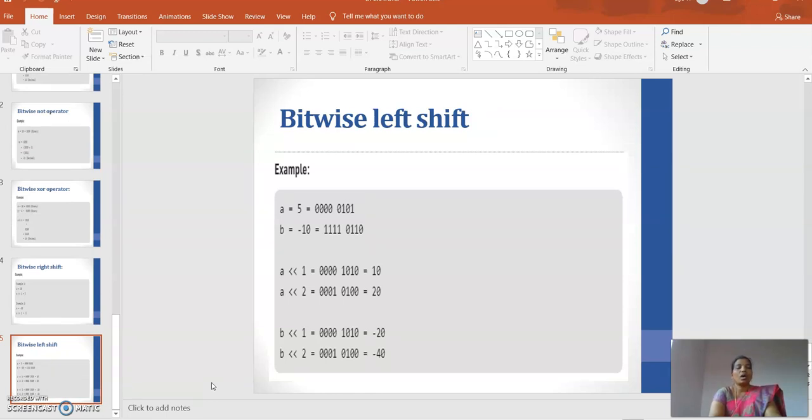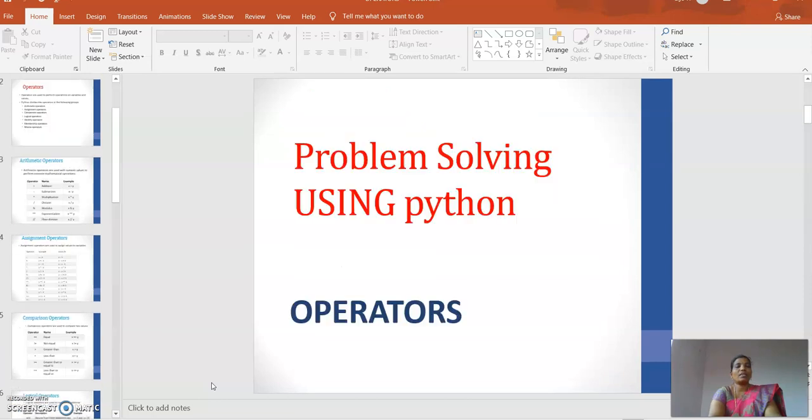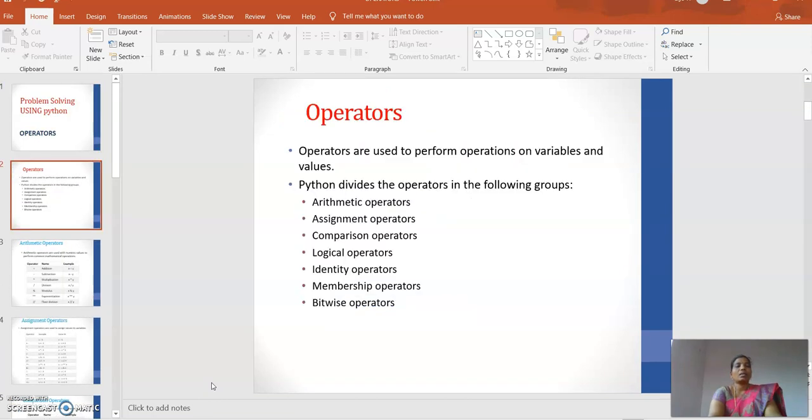These are the operators. The operators are arithmetic operator, assignment operator, comparison operator, logical operator, identity operator, membership operator, bitwise operator. Arithmetic operators: plus, minus, star, slash, modulus symbol, exponentiation, floor division are the arithmetic operators. Assignment operators: equal to, plus equal to, minus equal to, etc. These are the assignment operators.